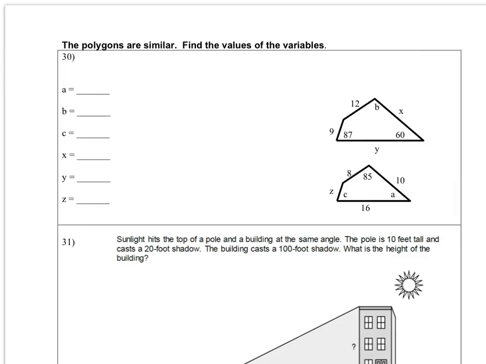Okay, on problem 30, it tells you that the polygons are similar. That's very important because you know the angles are congruent and your sides are proportional.